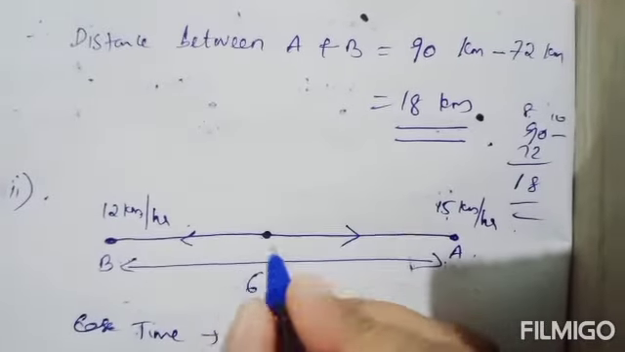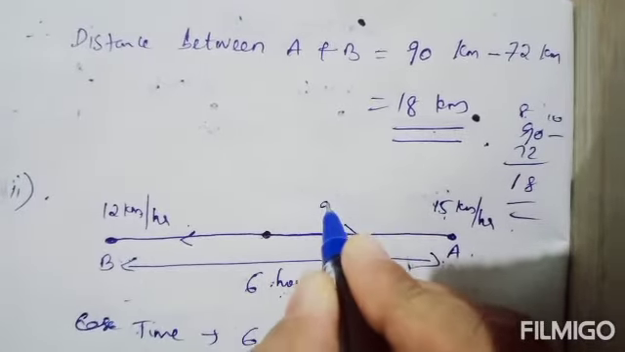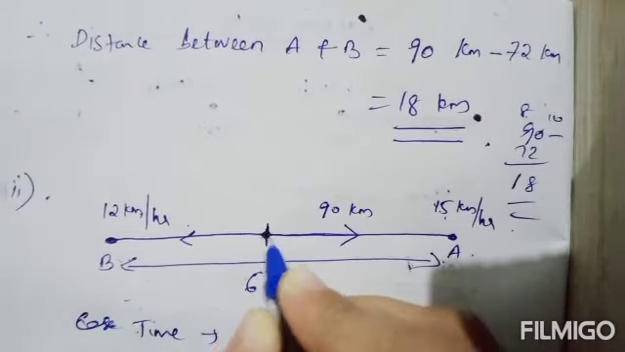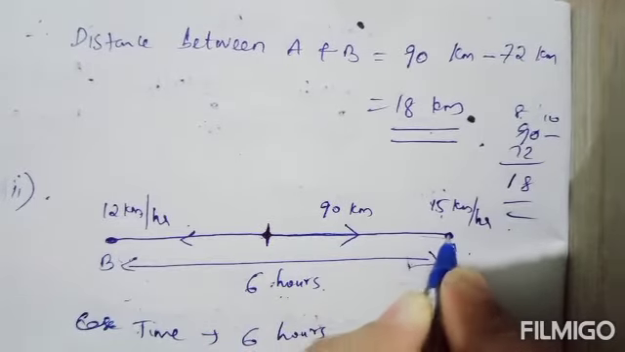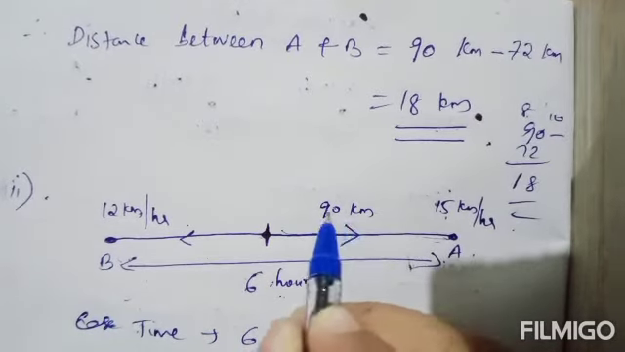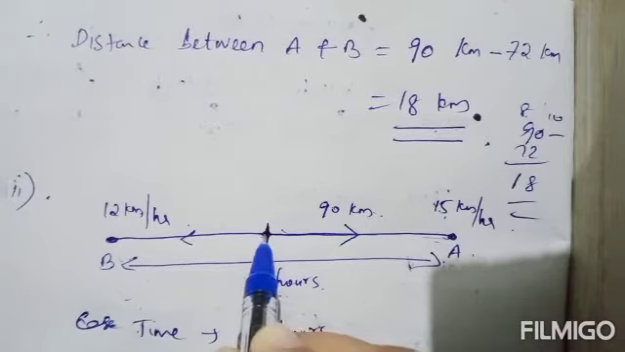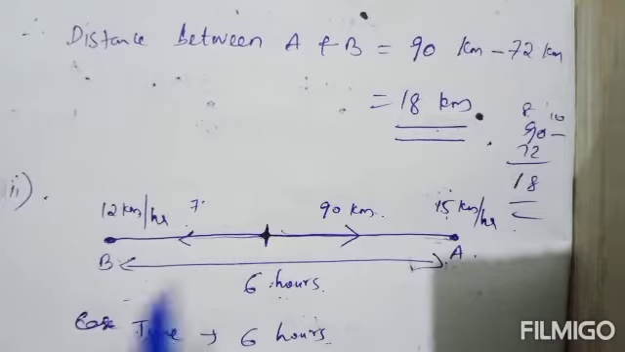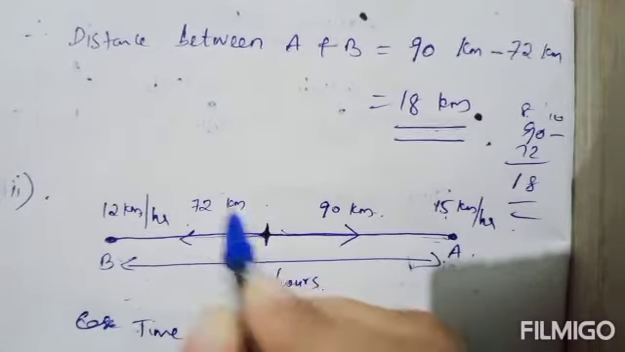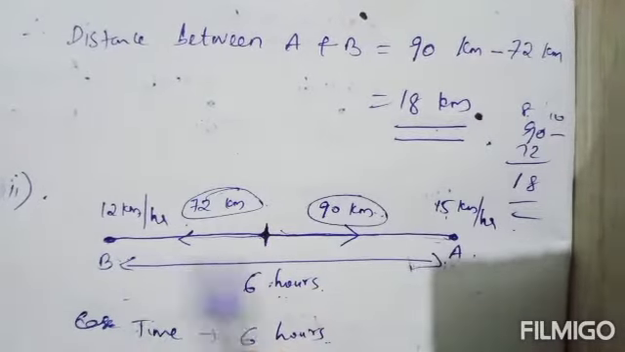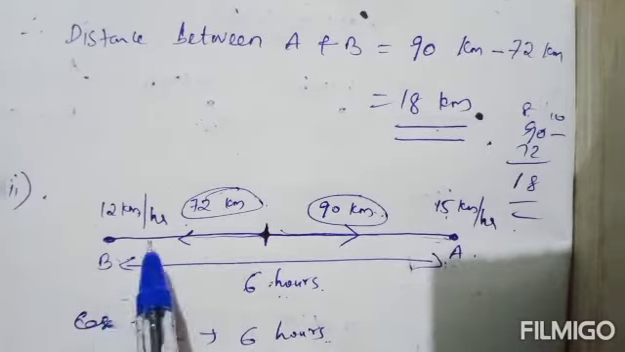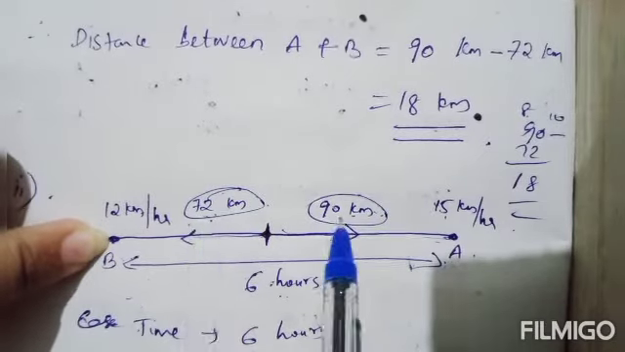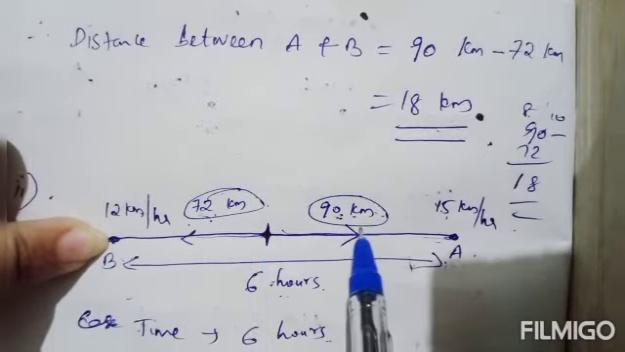In this you can see this distance, it is 90 kilometer. This is the starting point and A is moving in this direction and reach here. Now this distance we find 90 kilometer, and B's this distance we find 72 kilometer. Okay, so how can you find the distance between them? B to A, this distance, total distance you can find by adding these two distances.